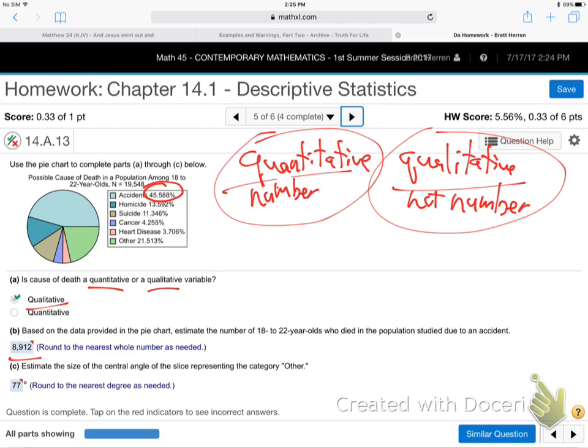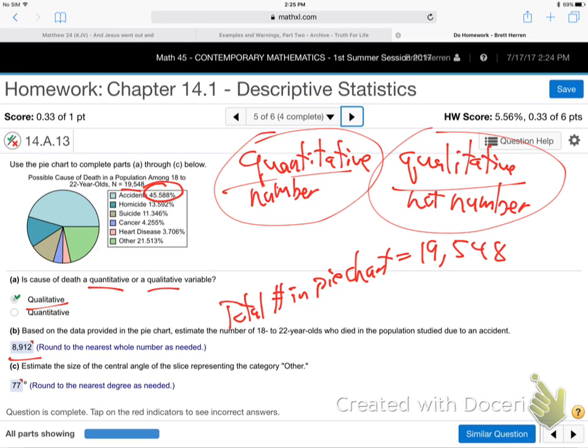The percent of the total? Yeah, just go with the total. See the capital N right there? Can you see that okay? That's the total. So the total number in the pie chart is 19,548. So that whole pie chart is telling you about 19,548 people.